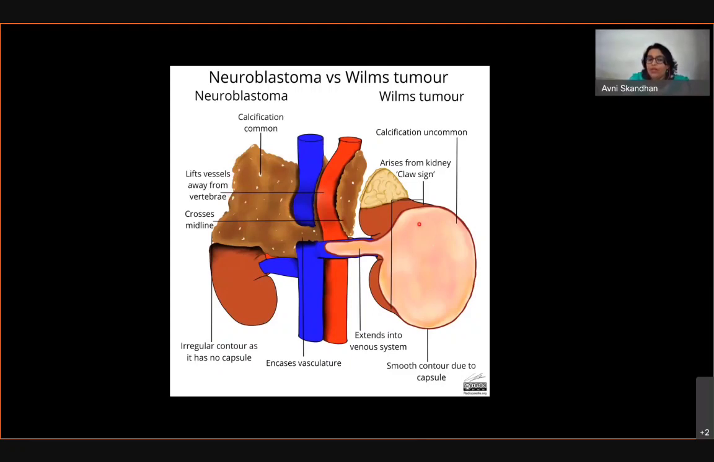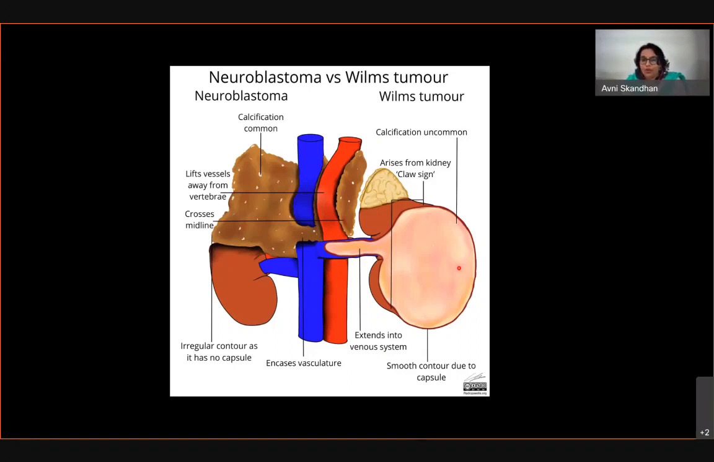But what will Wilms do? Wilms is not going to push in, it is just going to grow into things. So Wilms is going to grow into the renal vessels, it's going to infiltrate into everything that is around it. It is not going to be very respectful of you and go around you. It is just going to start growing into you. So that's the difference between Wilms and neuroblastoma. Sorry, neuroblastoma. This is based on the imaging.